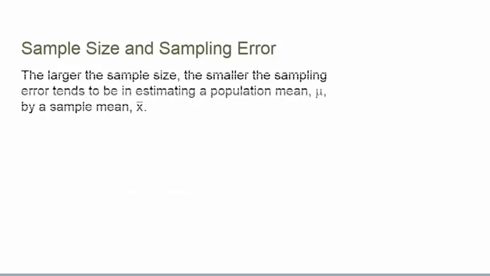Sample size and sampling error. The larger the sample size, the smaller the sampling error tends to be in estimating a population mean, mu, by a sample mean, x bar.